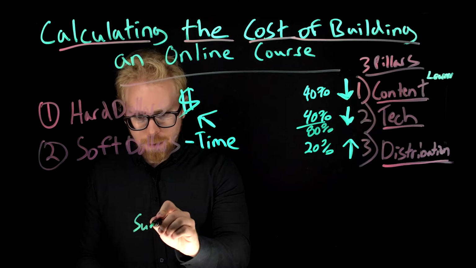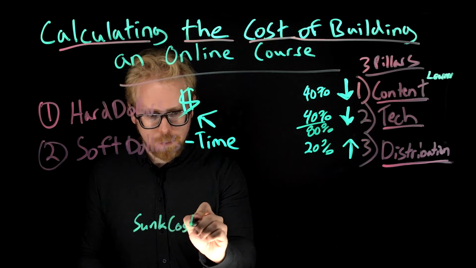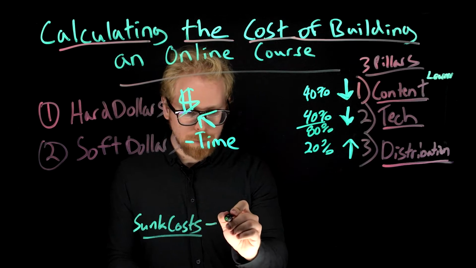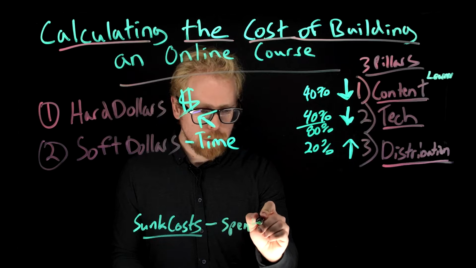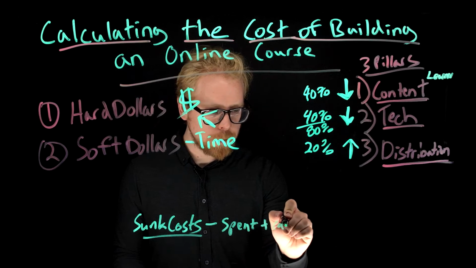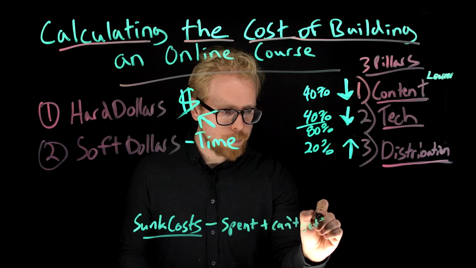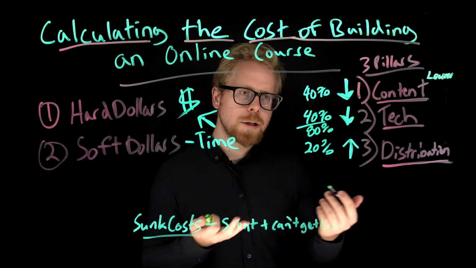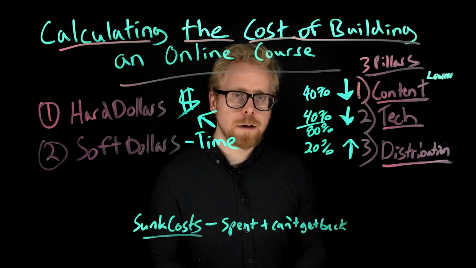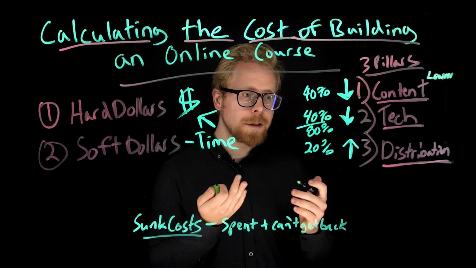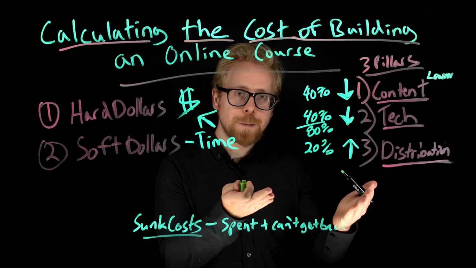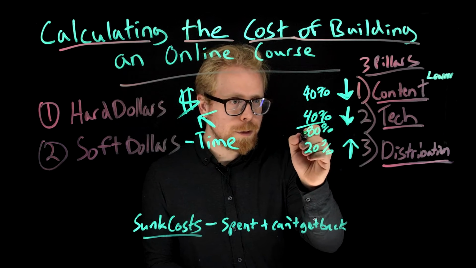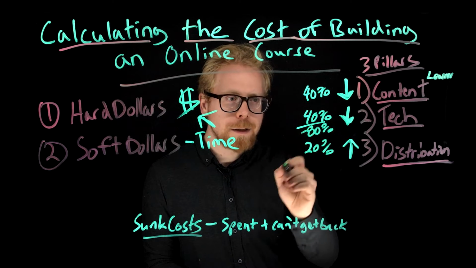So sunk costs means you've already spent it, you can't get that money back. So it's already been spent and can't get back. Now you're saying, I spent 80% of my budget on content and tech, and I'm expecting this last pillar, the 20% I'm spending on distribution, to get this money back?